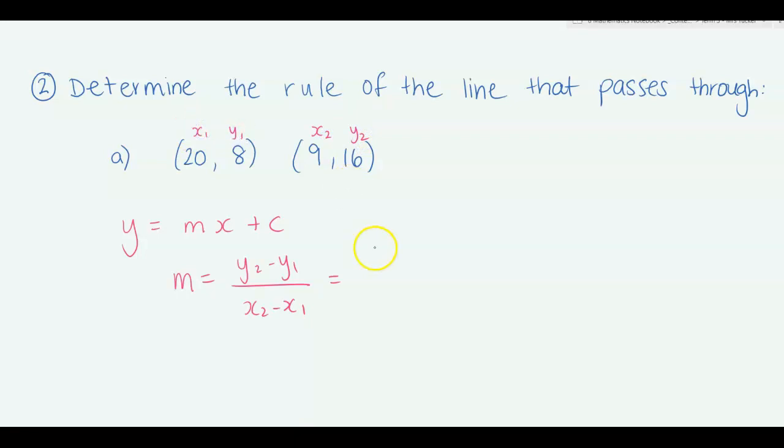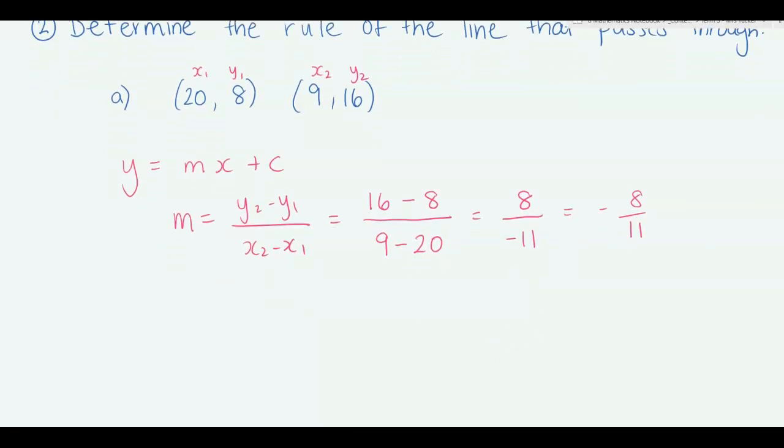Okay, so I need to do y2, so what's my y2? 16. What's my y1? 8. Okay, what's my x2? 9. What's my x1? 20. Okay, so I have 16 minus 8 on the top, which is 8, and 9 minus 20 on the bottom, negative 11. So my slope is negative 8 over 11. You can have that minus on the top, on the bottom, or out the front. Okay, now what do I do with that information?